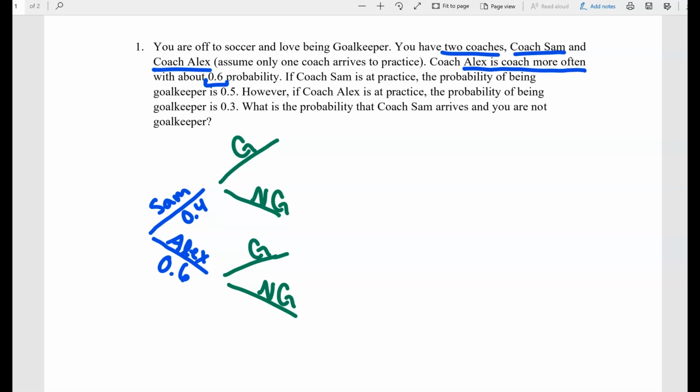Let's read the sentence. If Coach Sam is at practice, so Coach Sam is right here, the probability of being goalkeeper is 0.5. So being goalkeeper is going to be 0.5. What is the probability of not being goalkeeper? If it's 50% of the time, then the other one is also 50% of the time. So you have a 50-50 chance.